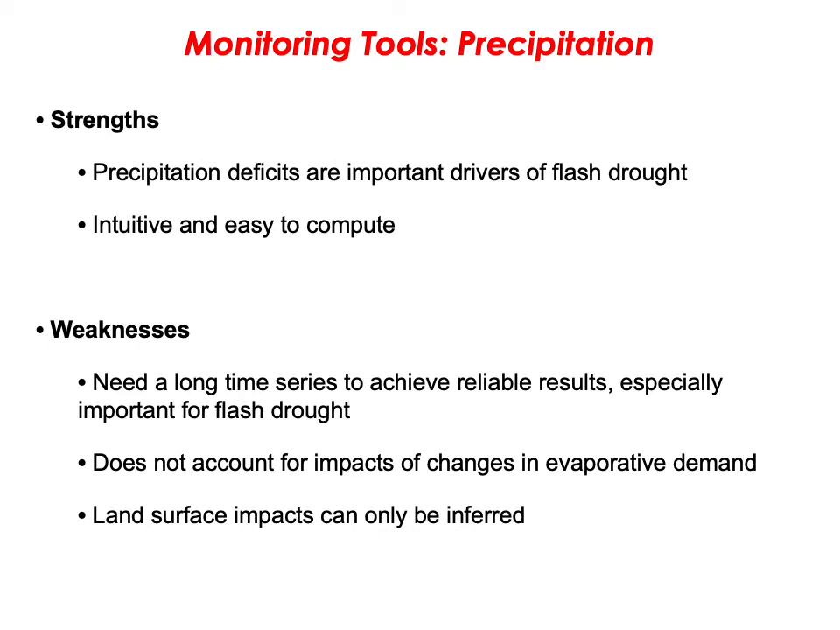Now, as for weaknesses, you do need to have a long data record of at least several decades in order to obtain reliable results. This becomes especially true for flash drought, where rainfall deficits occurring over only a few weeks can be very important drivers of flash drought. Other weaknesses are that precipitation indices do not account for changes in evaporative demand, and any impacts on the land surface can only be inferred.